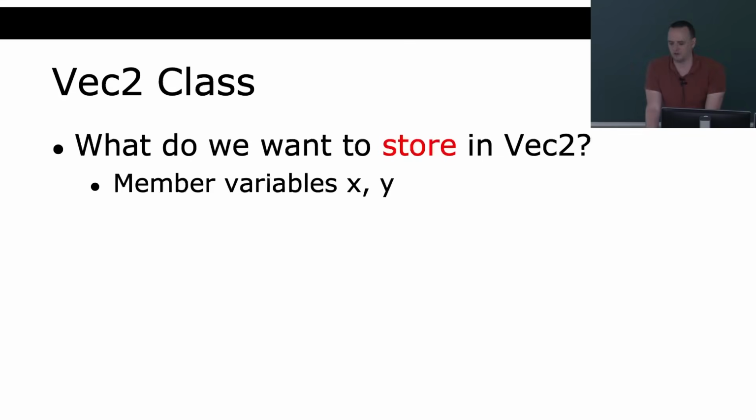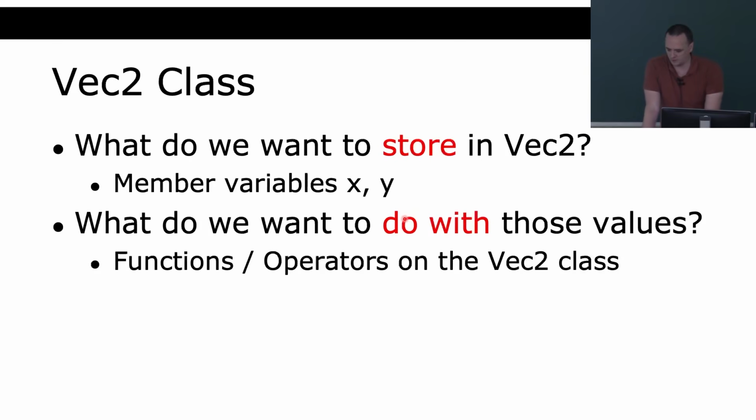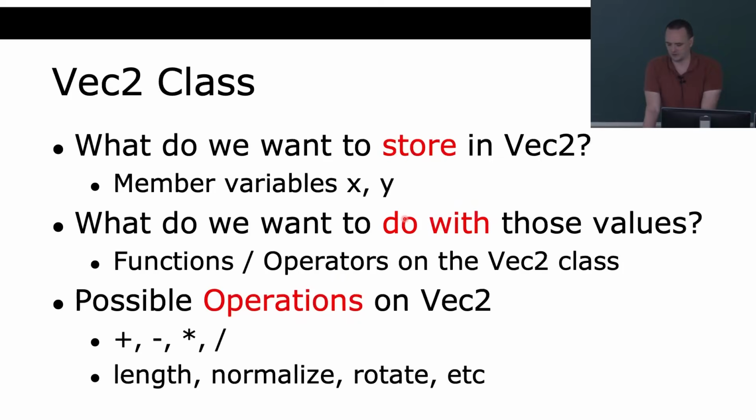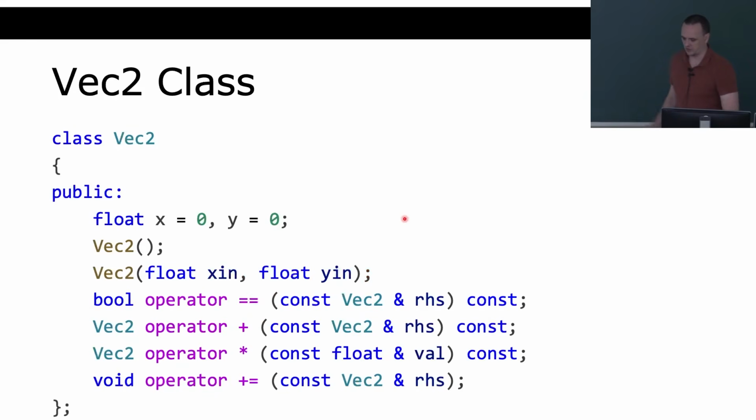So whenever we make a new class, the architecture decisions that we have to make are what do we want to store? Right? So whenever you have a noun, that's a variable. Whenever you have a verb, that's a function, basically. So the things we want to store are the x and y coordinate. The things that we want to do with those x and y coordinates, those will be functions or operators on that class. So possible operators, we may want to add vectors, subtract them, multiply, take the length of them, normalize them, rotate them, whatever.